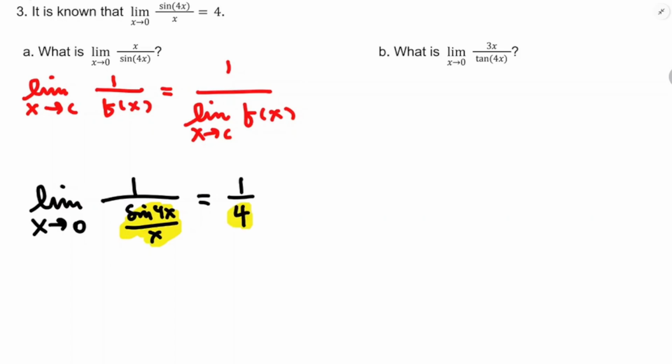And then in part B, we're going to say, what is the limit as x approaches 0 of 3x divided by tangent of 4x? We're going to want to use a trig identity on this.